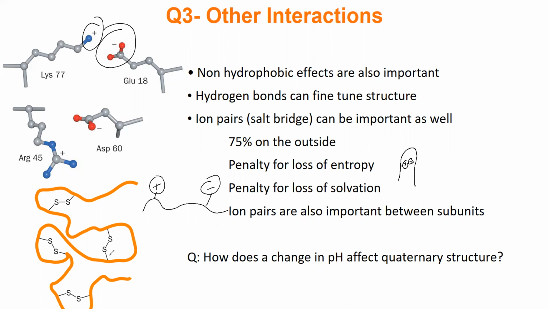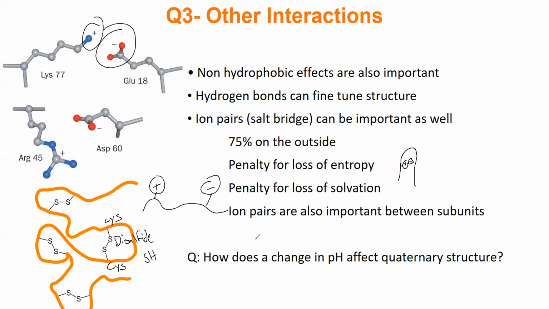You also have disulfide bonds. I mentioned this before, but when cysteines come together, the side chain of a cysteine is SH. So when you have two cysteines together, what can happen is that the side chains of the cysteines can form a covalent bond. And this is called a disulfide bond. And this can also help to hold different parts of the protein together.